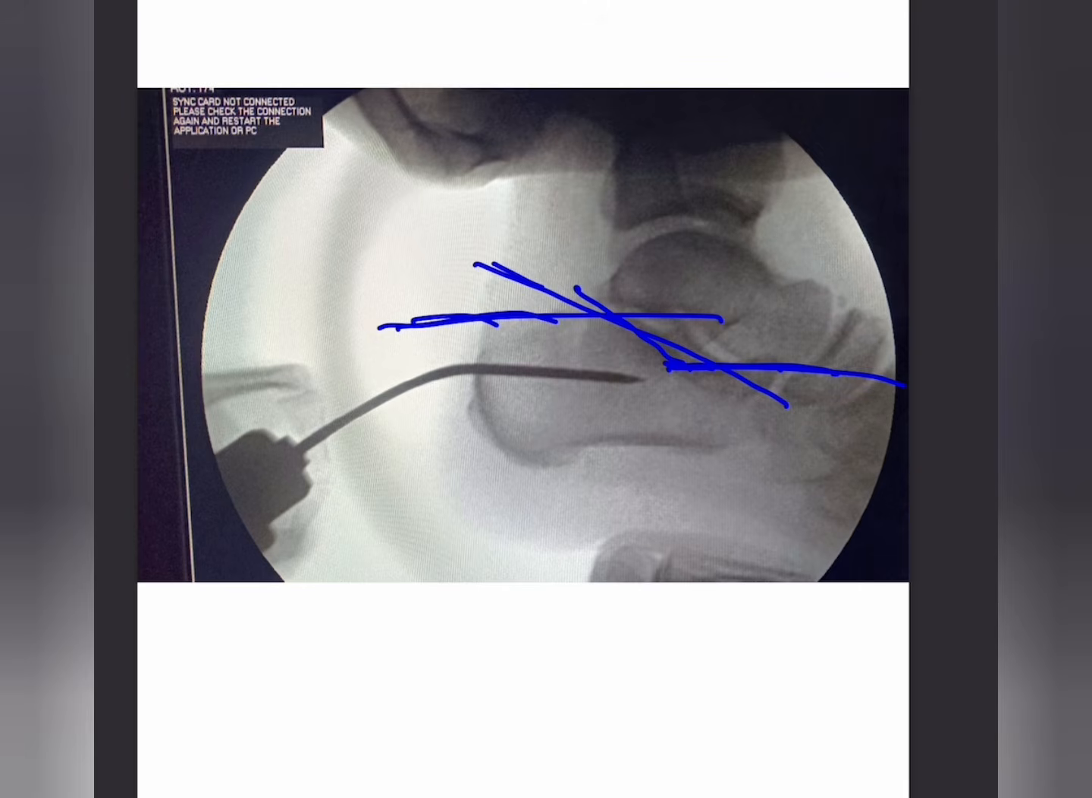Okay, the word of caution over here is this part. What is this? This is the sustentaculum tali. This is not the posterior facet. This is the sustentaculum tali. Okay, so to calculate the Gissane angle, this is the margin. This is the margin which you need to understand.